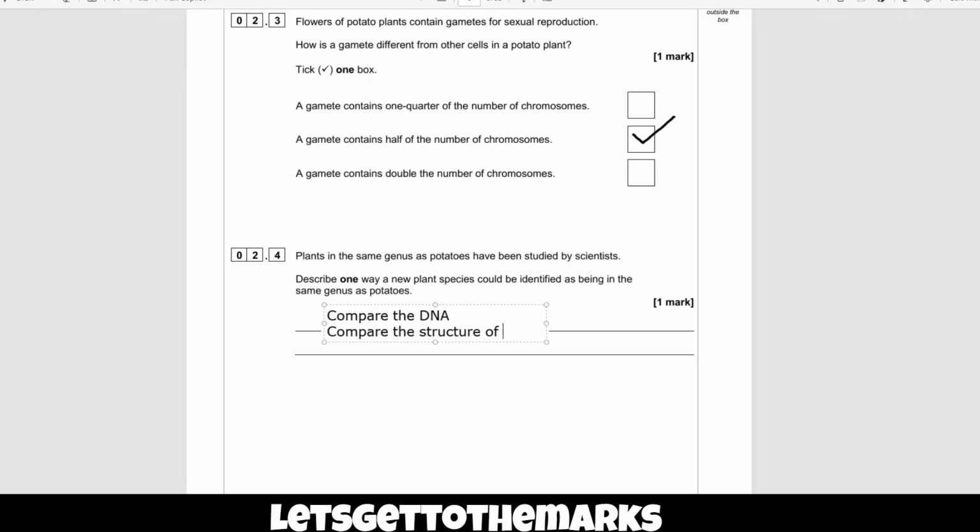structure of common proteins. There's a protein called cytochrome C that's found in most living organisms. It's used in part of respiration. So you could compare the structure of the common protein, compare the amino acid sequence. So we could say compare amino acid sequence of similar proteins. God, I can't spell. Anyway, yeah, phylogeny, seeing how closely related things are. That's what the study of this is called.